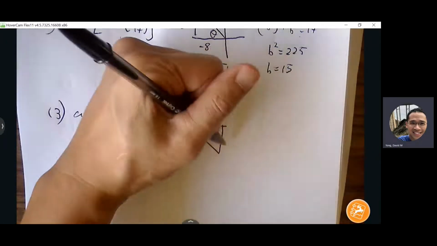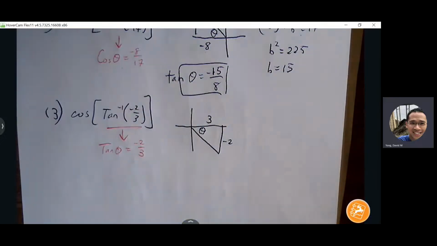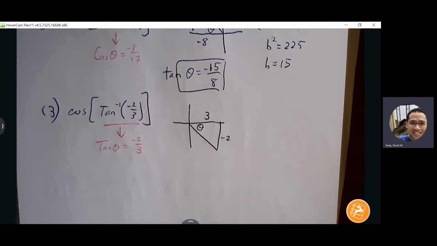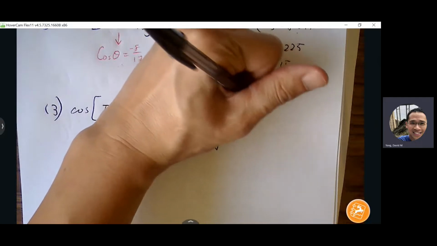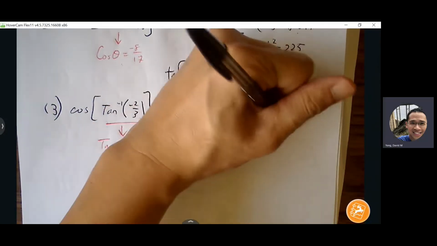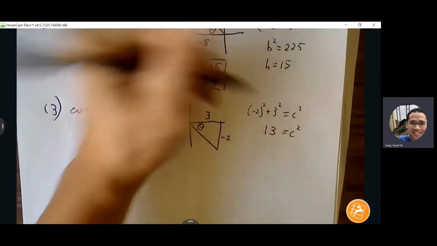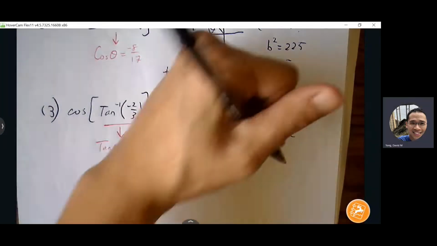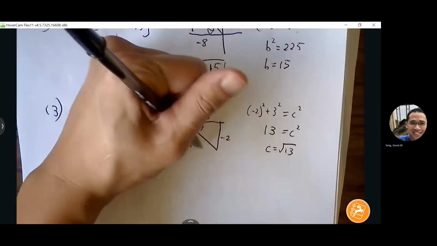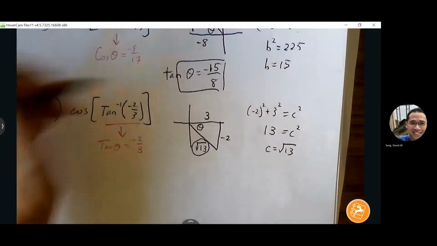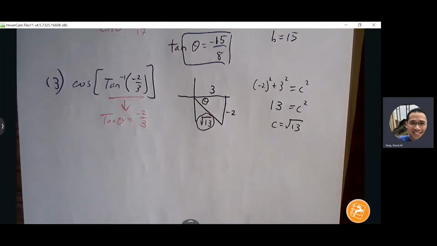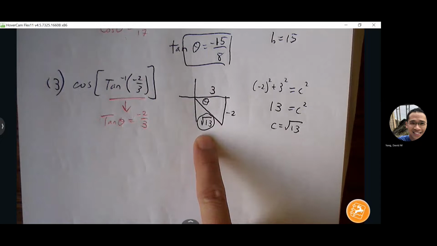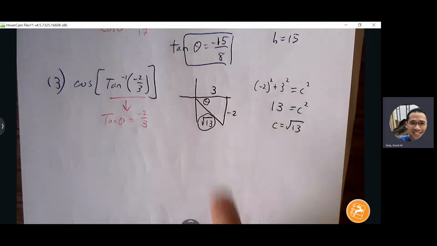Opposite over adjacent. Pythagorean theorem: a squared plus b squared equals c squared. Square roots. All the hard work is done. Now we can just figure out what cosine of theta is. What's cosine going to be? Yeah, 3/13.